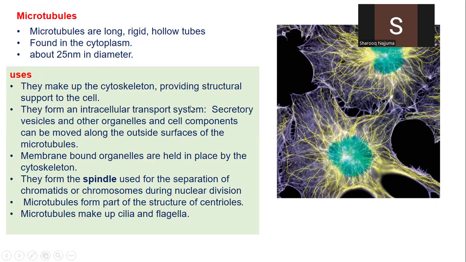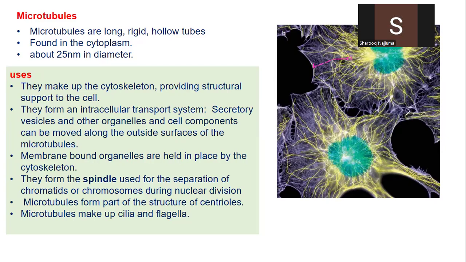They form an intracellular transport system. Intra means inside, intracellular, inside a cell. So inside a cell, we have seen an example, Golgi vesicles could move from the Golgi to the cell surface membrane to fuse so that they pour contents outwards. So if these Golgi vesicles are to move, most of the time they will be moving on top of these microtubules to move from one part of a cell to another. And that is why one of the uses of the microtubules is to form an intracellular transport system.